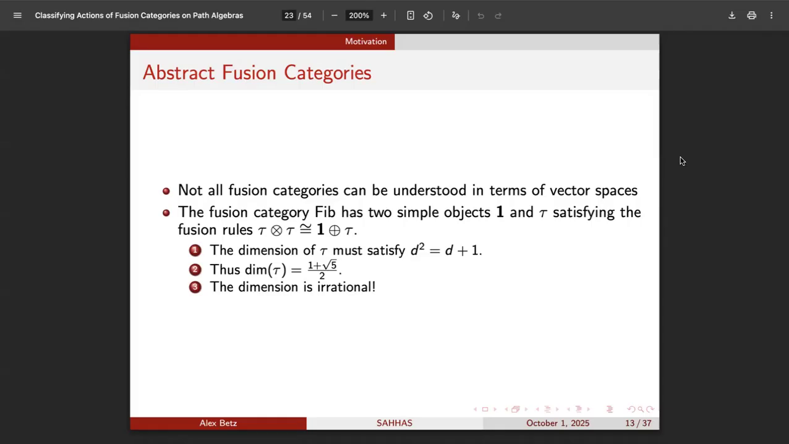And if you were to think of giving tau a dimension, because we're trying to generalize representation categories, then you'd have that d squared is equal to d plus 1. If you solve this quadratic, you find that one of the roots is 1 plus root 5 over 2, which is irrational. Your first thought, if you were thinking just vector spaces, is that this is impossible. We can't have an irrational dimensional vector space; everything's integer dimension. So what is going on here?